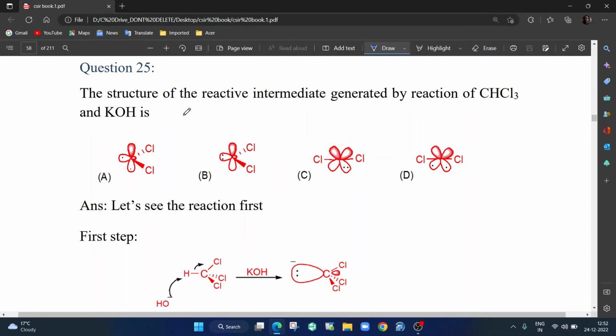The question says: the structure of a reactive intermediate generated by reaction of chloroform and KOH. We know this reaction very well. This is used in the Reimer-Tiemann reaction, to prepare dichlorocarbene, right? These are the structures you are asked for.